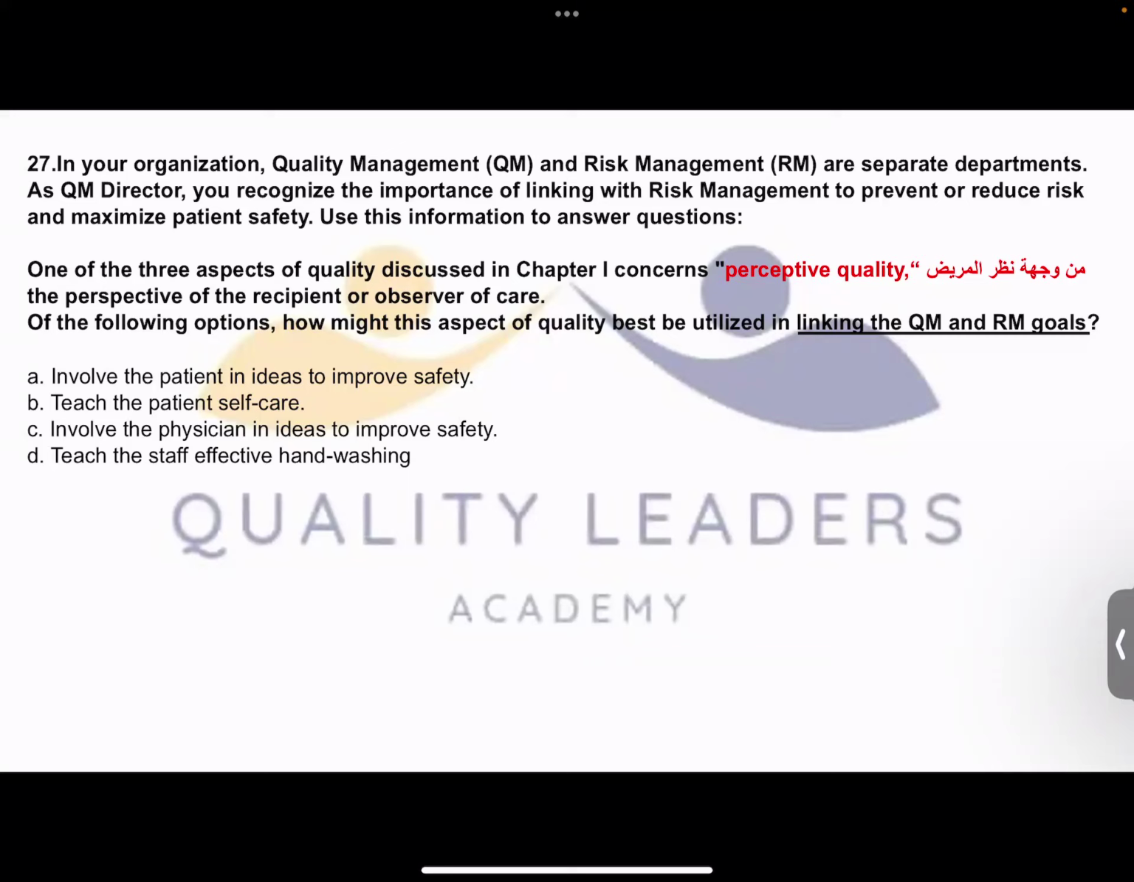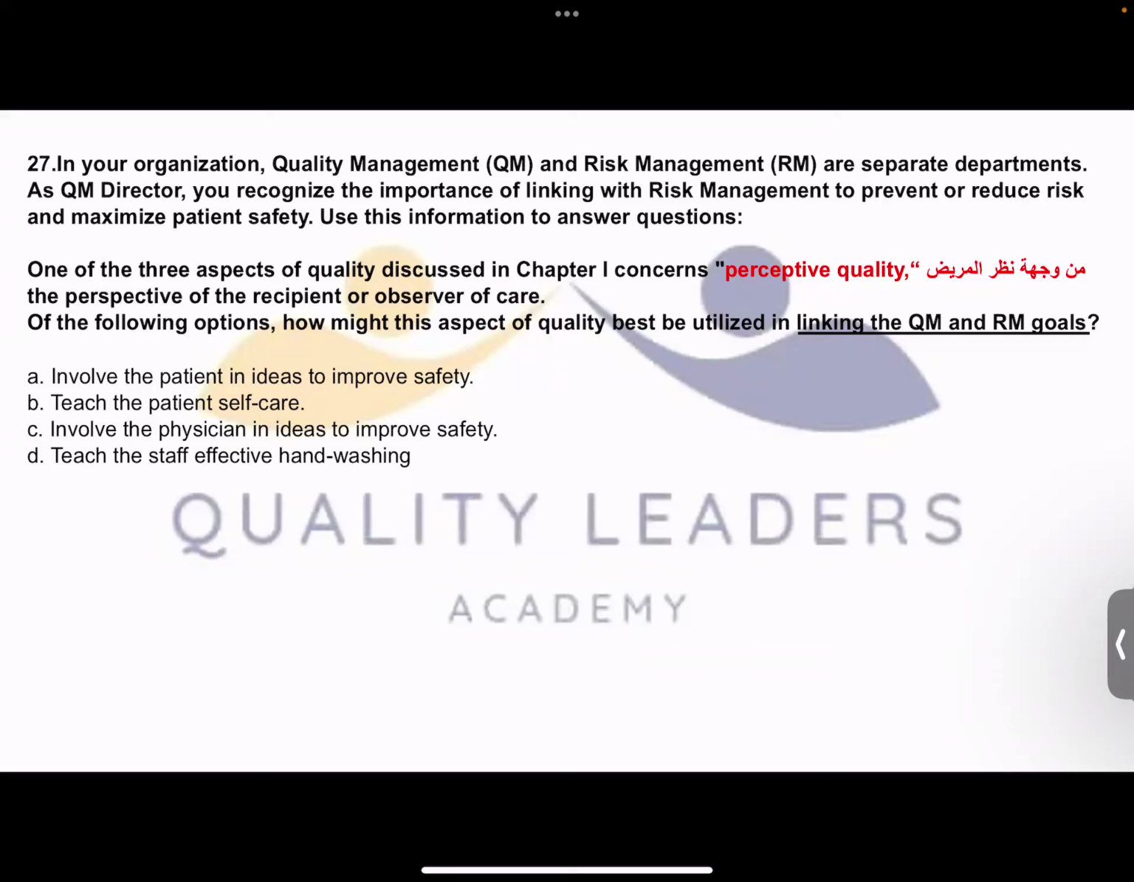B, teach the patient self-care. C, involve the physician in ideas to improve safety. D, teach the staff effective hand washing. Letter A, involve the patient in ideas to improve safety. Very good. This is a perceptive quality that focuses on the patient's perspective and their experience of care.